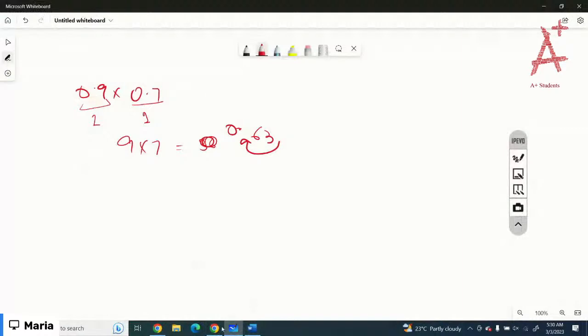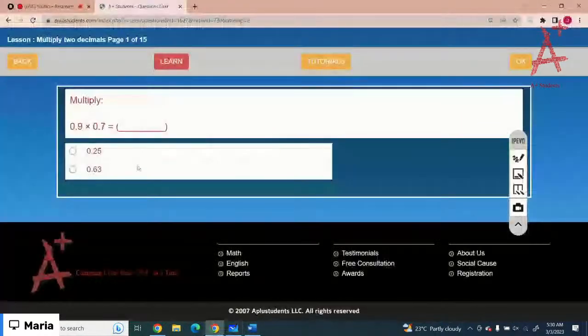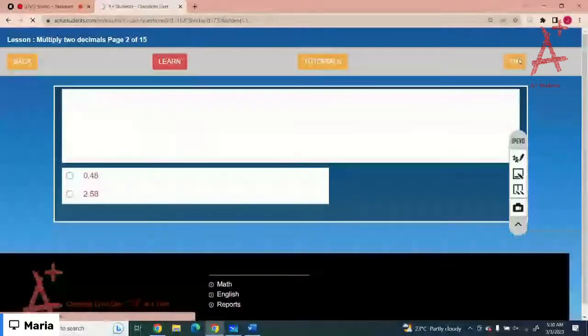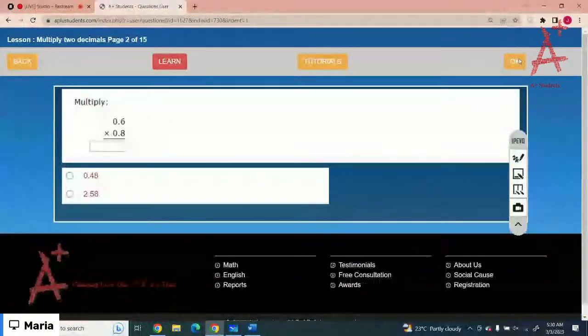So just select the correct option and click on the OK button. They are very easy. You just multiply the numbers without decimal and then you have to learn here is how to put a decimal point. Got it? Okay, which is the correct option?